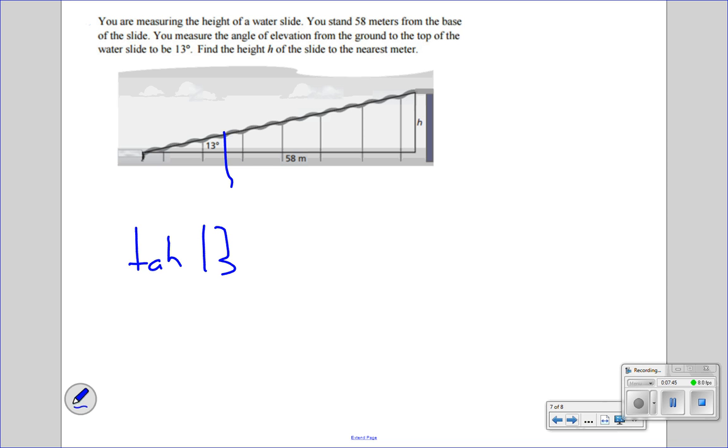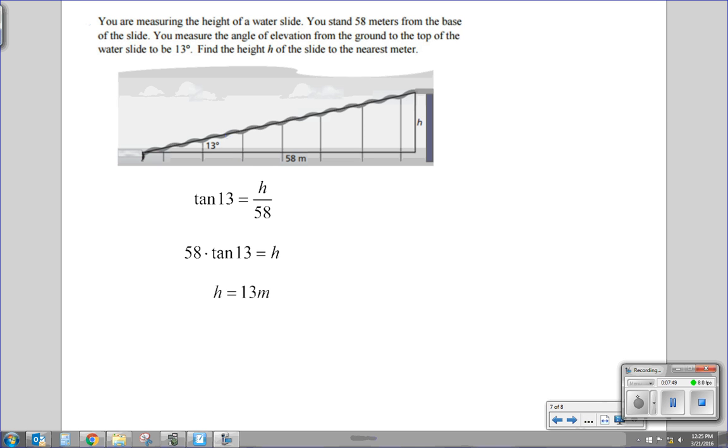So the tangent of 13 equals h over 58, because h is opposite our 13-degree angle, and 58 is our adjacent side. We're going to multiply both sides by 58 in order to get h by itself. So we have 58 times the tangent of 13 equals our height. If you put this in a calculator, note that it asks you to find the height to the nearest meter. So h equals 13 meters.